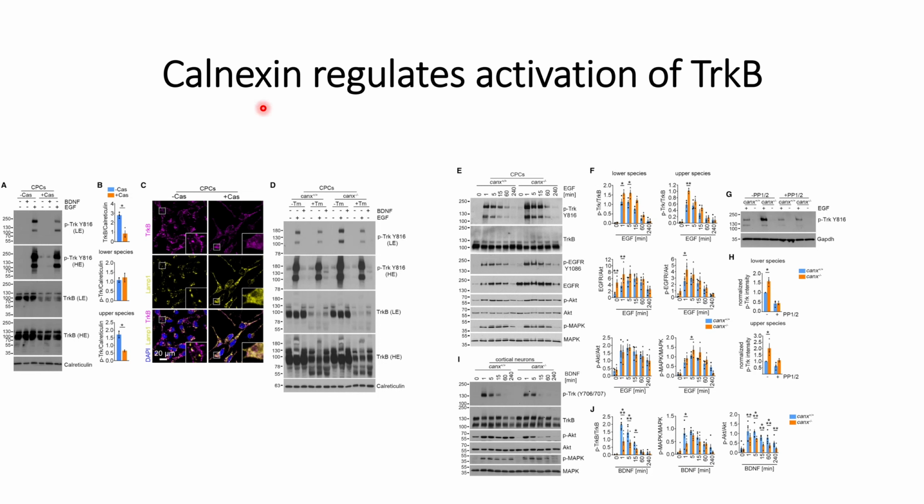Today we will continue our discussion about how TrkB is regulated by Calnexin, or how Calnexin regulates the activation of TrkB. So in the first figure, on panel A, they have discussed the effect of this inhibitor, which is mentioned as Cas.